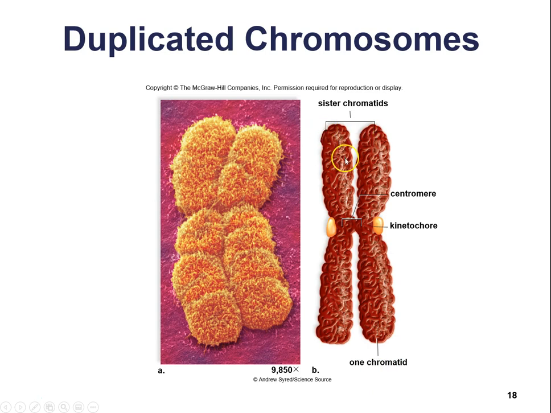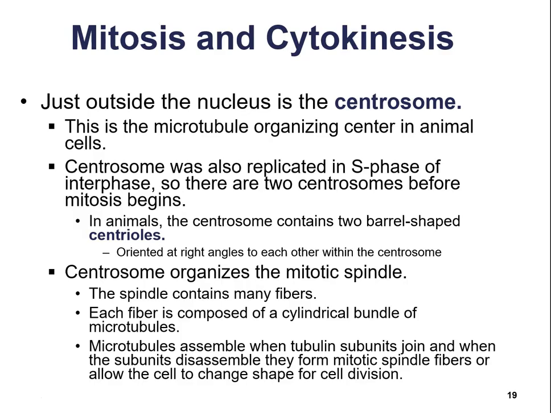So again, these are sister chromatids. This is one chromatid, this is the other. These are exact genetic copies of one another. So every chromosome looks like this. It's duplicated, okay, before mitosis is going to occur.